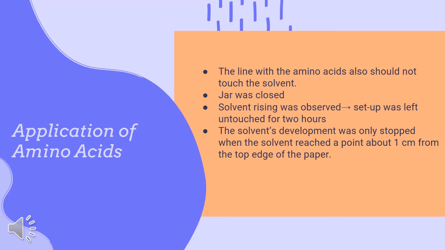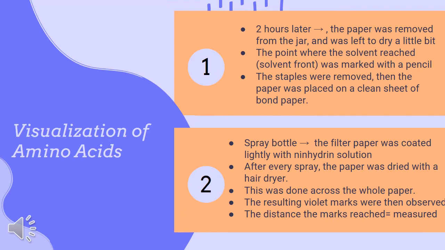The solvent's development was only stopped when the solvent reached a point about 1 centimeter from the top edge of the paper. The last part is the visualization of amino acids. After about 2 hours, the paper was removed from the jar and was left to dry for a while. The point where the solvent reached, the solvent front, was marked with a pencil.